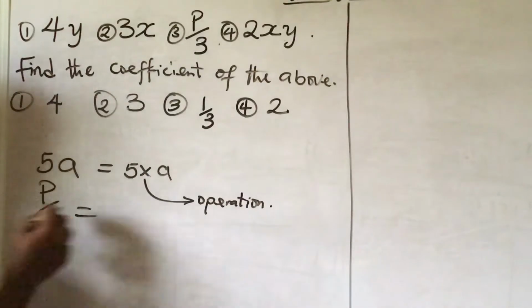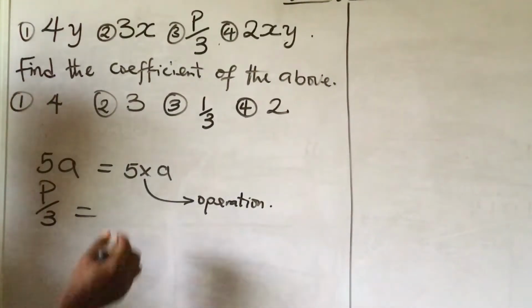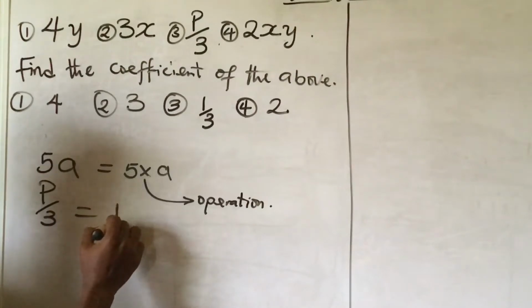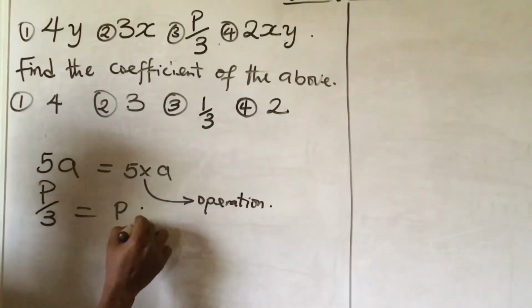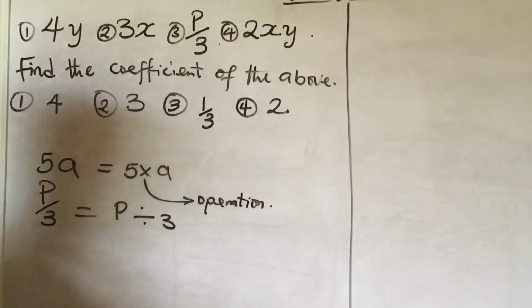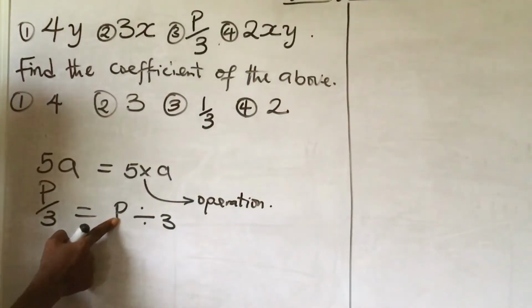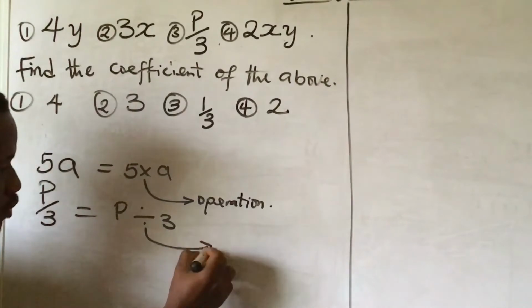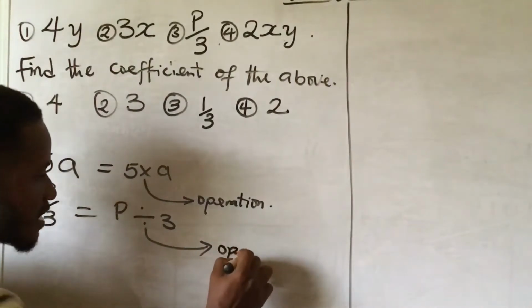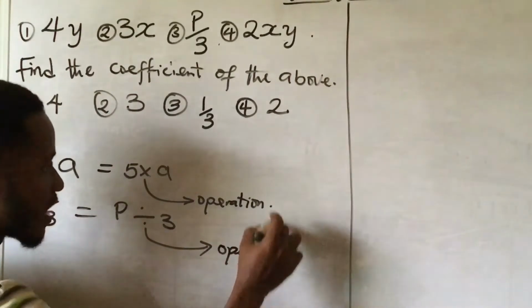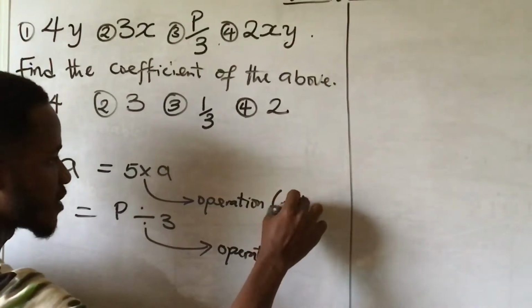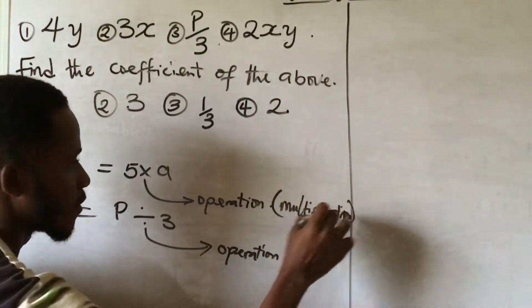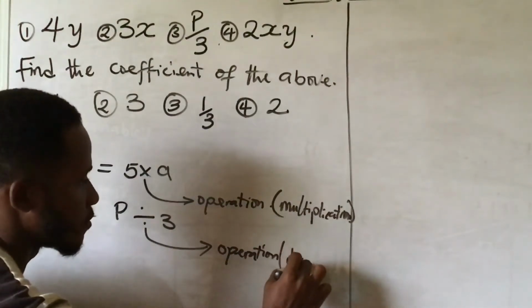Now we have p over 3. What is the binding force in this p over 3? We have 1 over 3, we have p divided by 3. Alright? This p is a variable, this 3 is a constant, and this operation is division. Alright? So let me say this is multiplication, and this is division.